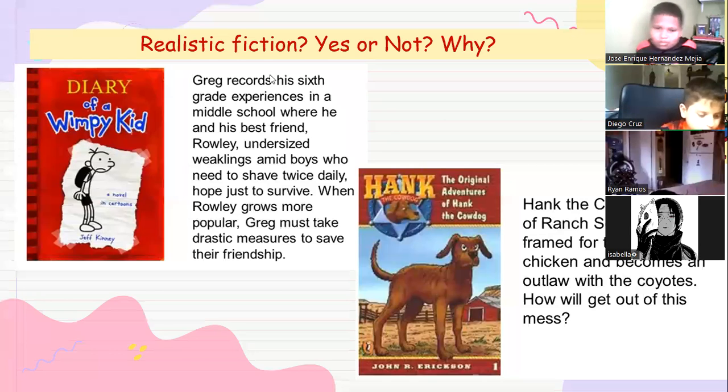Is it realistic fiction, yes or no? And why? Diary of a Wimpy Kid.